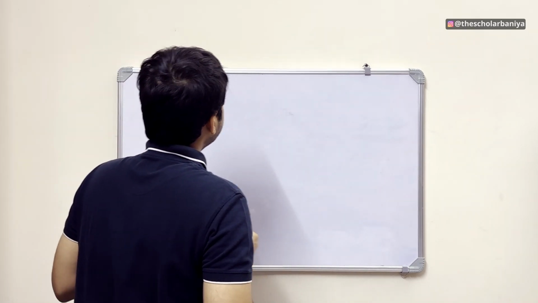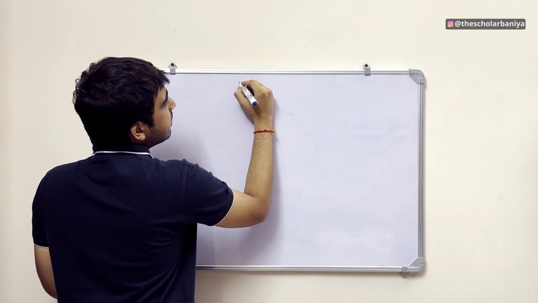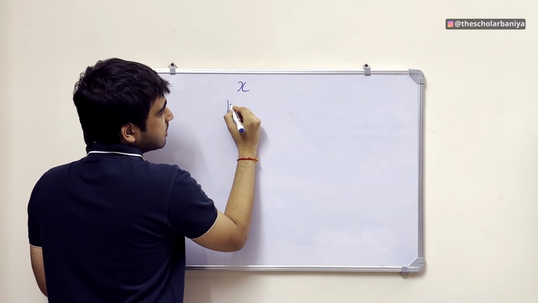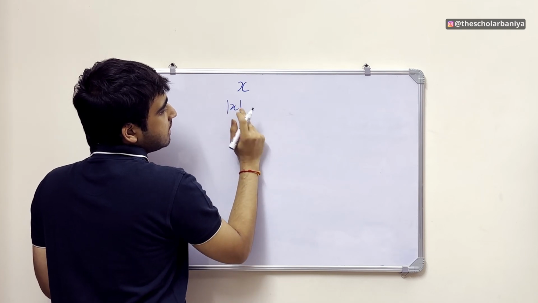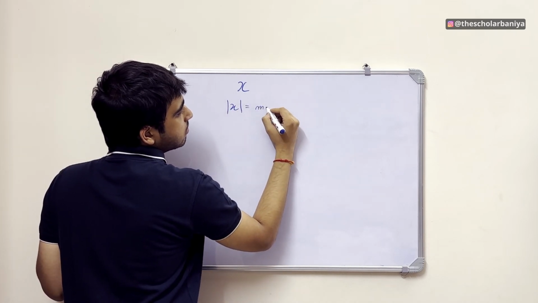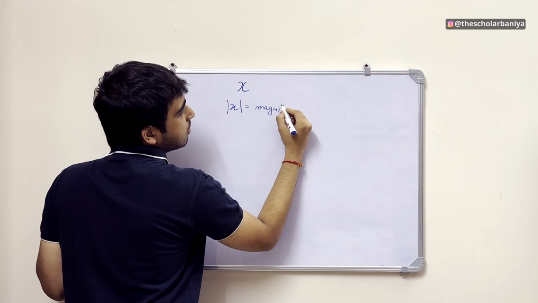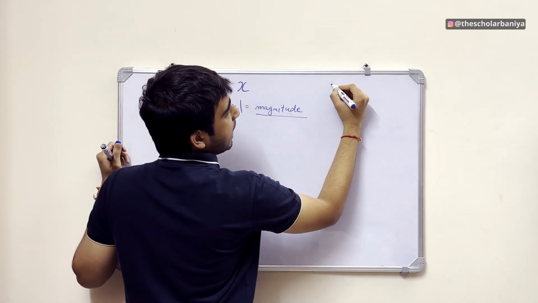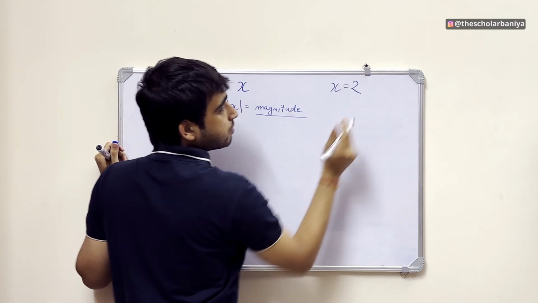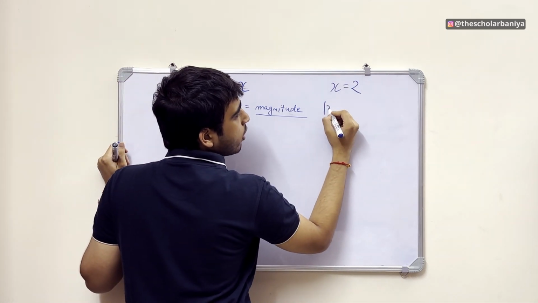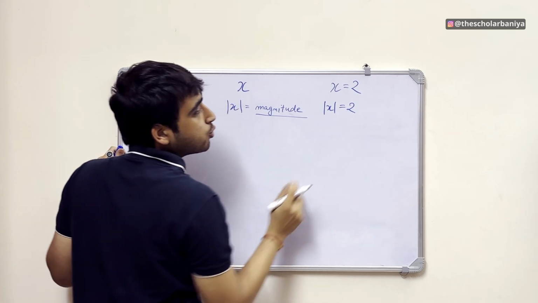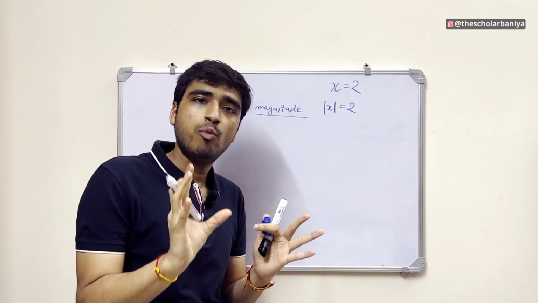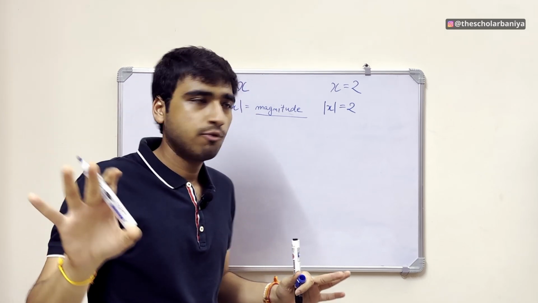So, for example, if there is a number x, right? So the mod of x means the magnitude, right? That means, for example, if x is equal to 2, so the mod of x will be 2. So the output of the mod function is always a positive number. That is one thing for sure, right?